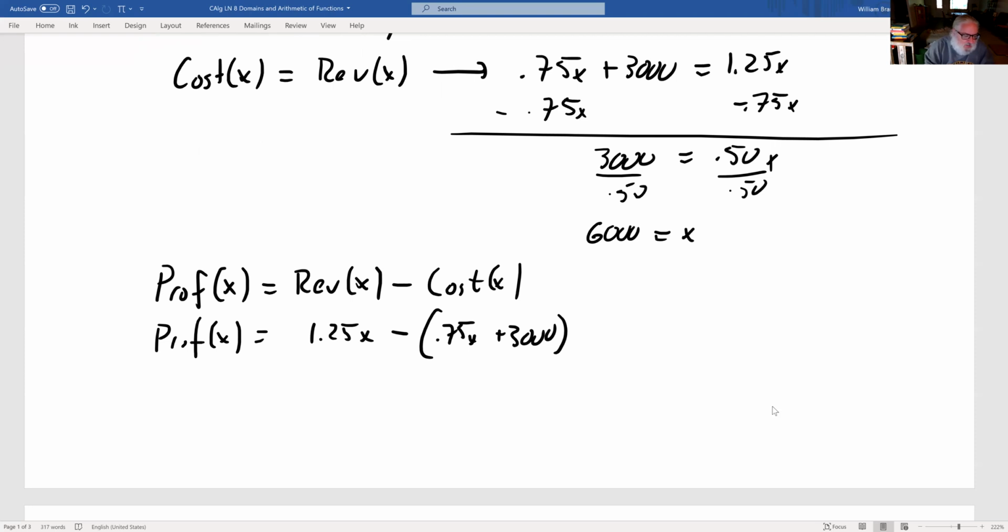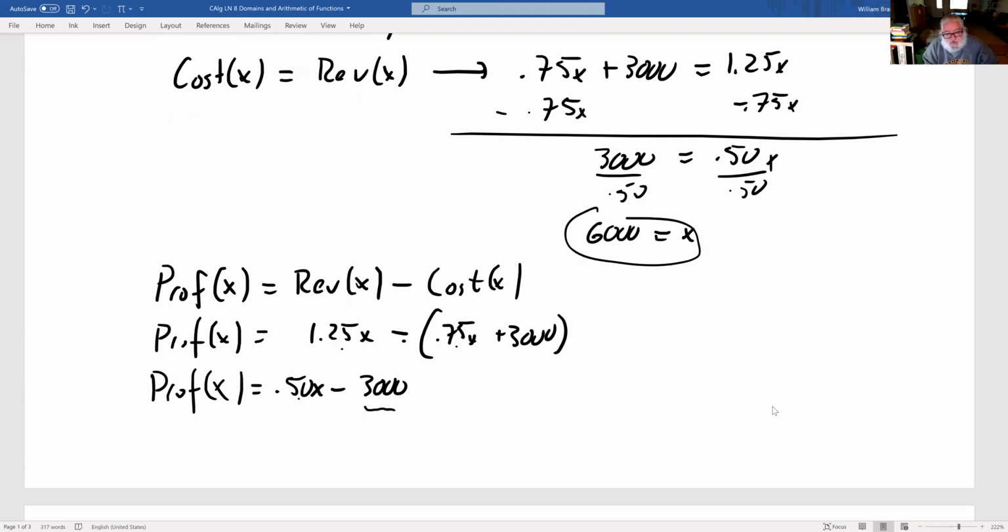So my profit function, his profit function, is 0.50x minus 3,000. Right, 1.25 minus 0.75, that's my 0.50x, and then minus 3,000. Great, so he makes a profit of 50 cents on each donut. If he makes a profit of 50 cents on each donut, how much does he need to make to get his $3,000 of fixed costs back? He needs to make 6,000 donuts, and that's the break-even point that we found.